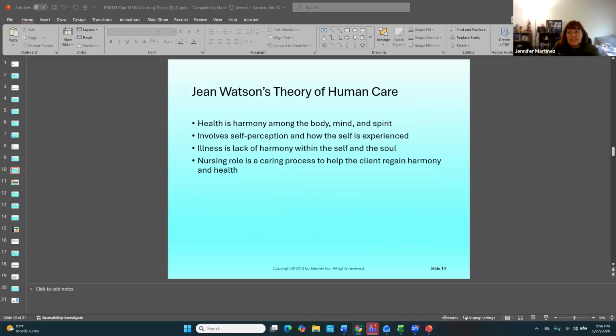And then we have Jean Watson. Jean Watson has her theory of human care. This theory says that health is harmony between the body, mind, and spirit. Sounds familiar, right? That holistic care. It also involves self-perception and how the self is experienced. Illness is a lack of harmony between the self and the soul. So the nursing role is a caring process to help regain that harmony in health.